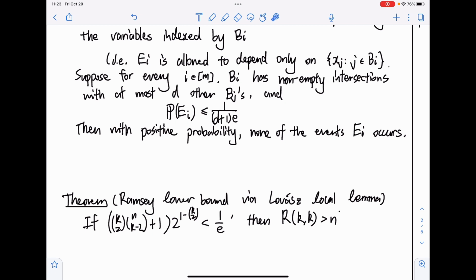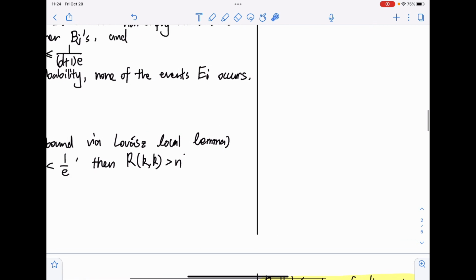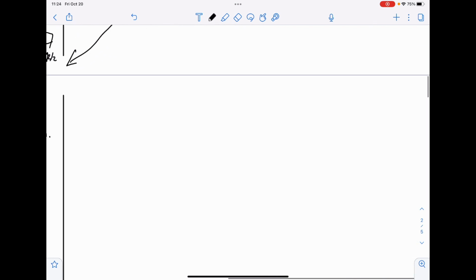we'll give one more improvement to the Ramsey number lower bound, which says that if k choose 2 times (n choose k minus 2) plus 1 times 2 to the power of 1 minus k choose 2 is less than 1 over e, then the lower bound can be improved to n. Okay, let's prove it.